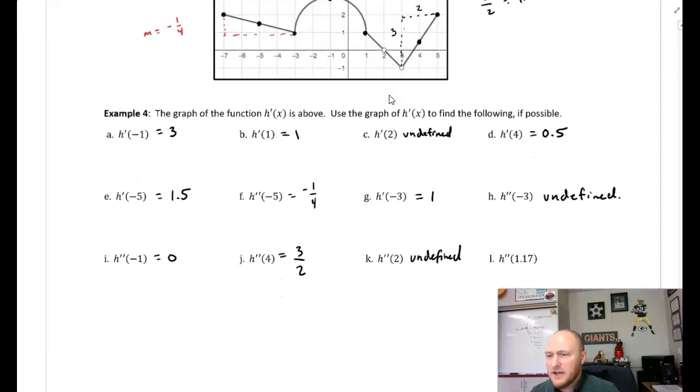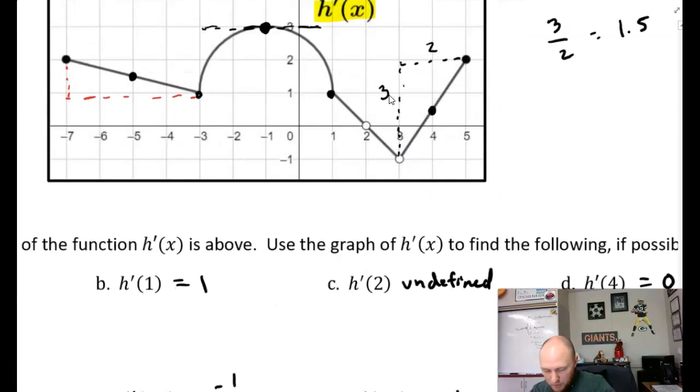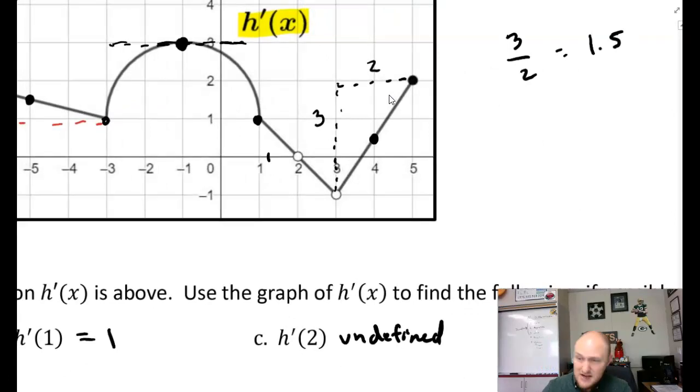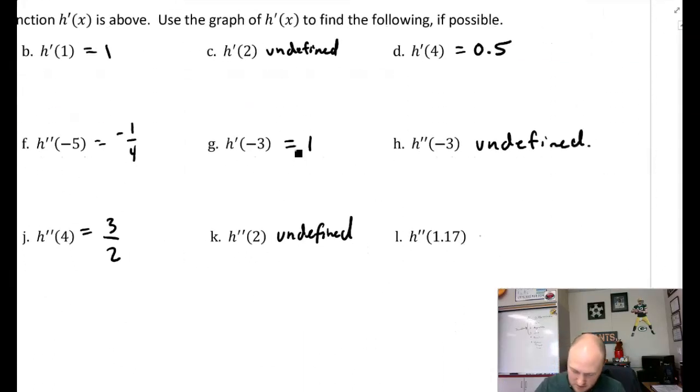And then they asked about h double prime of 1.17. And you're like, what the heck? 1.17, that's somewhere in here. Yes. So they want to know what is the slope right here. Well, how am I supposed to know that? It's a straight line. The slope is the same everywhere. So what's the slope of this line right here? Negative 1. There's your answer. Did you get it?